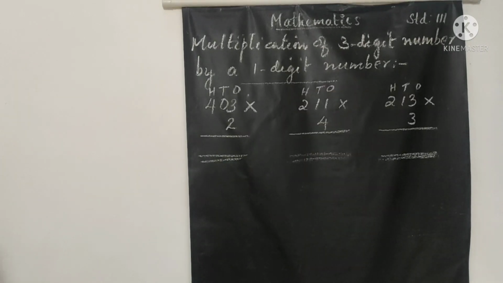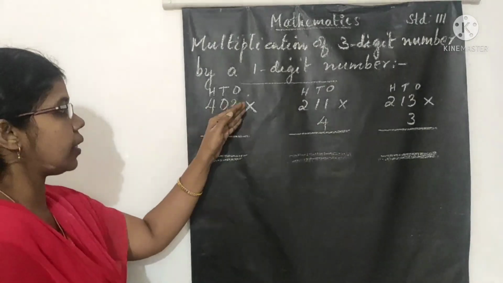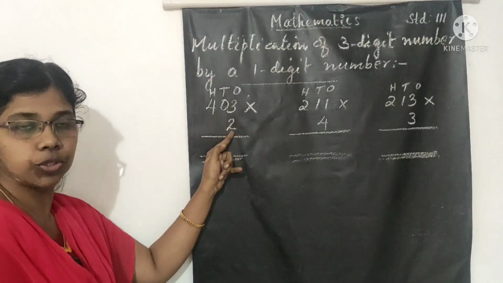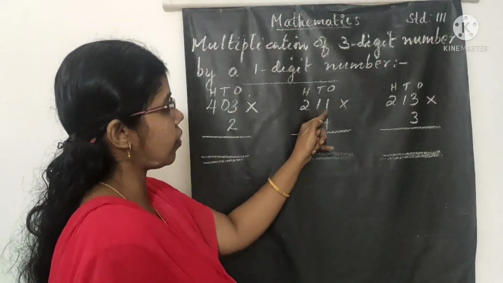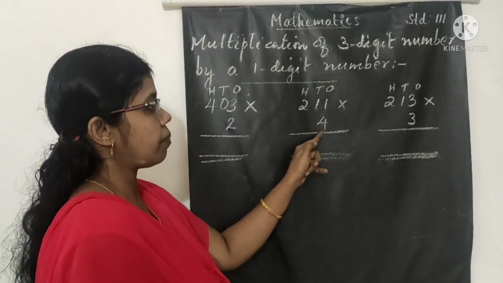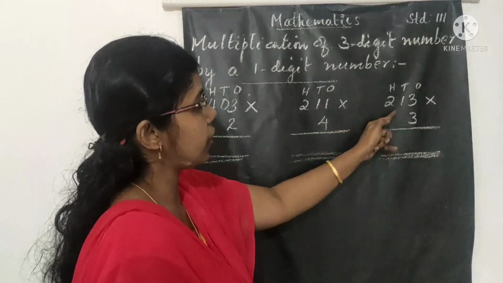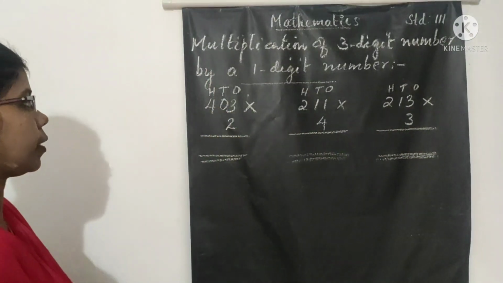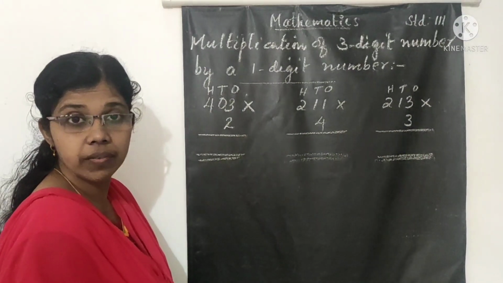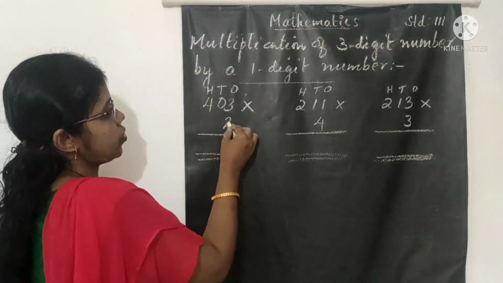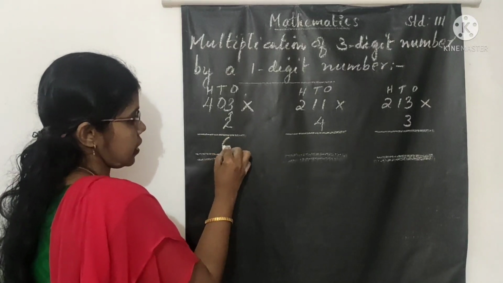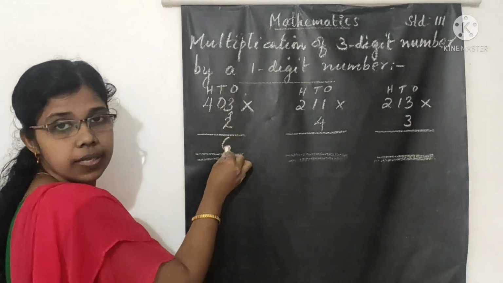Yes, next question. 403 into 2. That is one 3-digit number multiplied with 2. Next, 211 into 4. Okay, multiply with 4. Listen here. First multiply with the ones place. 2 into 3, 2 3s are 6. That 6, write in the same place.